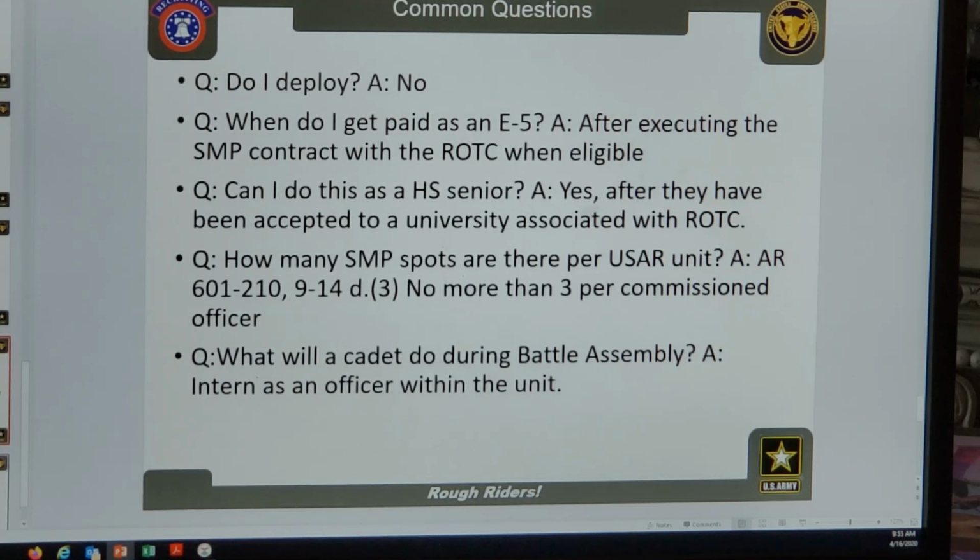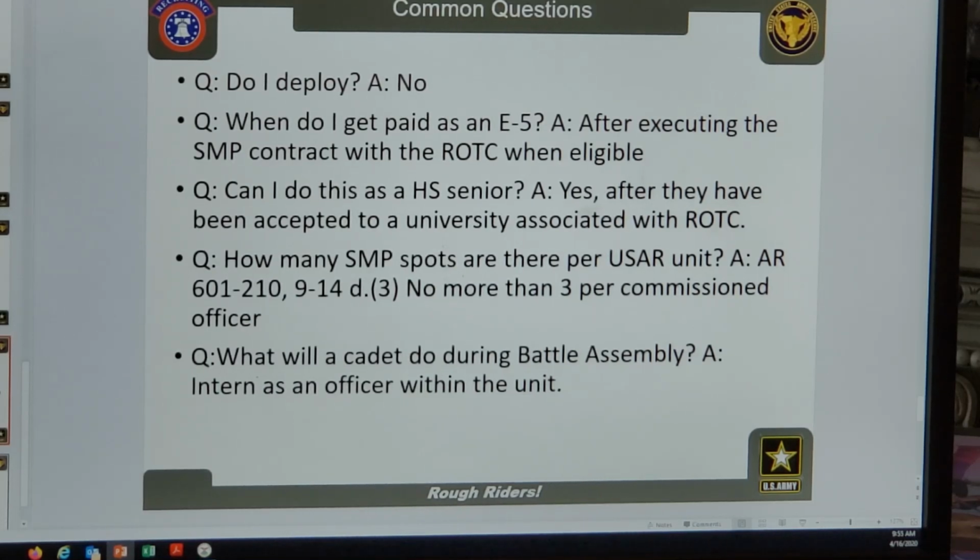How many SMP slots are there per reserve unit? AR 601-210, 9-14, Delta 3. No more than 3 per commissioned officer. It also says no more than 4%, I think, of the brigade element can be cadets. We're nowhere near that. So hopefully after you guys get this, we can get there. That'd be kind of cool. We can kind of kill it.